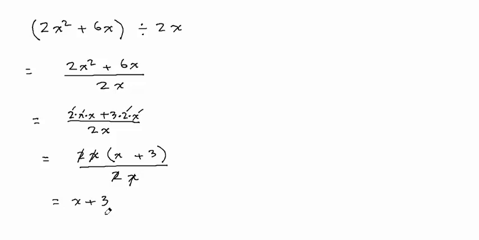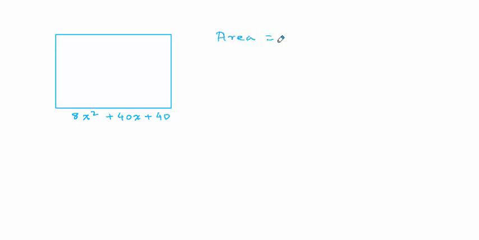Let's try another one. Let's say we have a rectangle, and it's given that the length of the rectangle is 8x squared plus 40x plus 40. And let's also say that the area of the rectangle is given by the expression 6x squared plus 30x plus 30. So we have the area, we have the length. Can we find out the width of the rectangle?